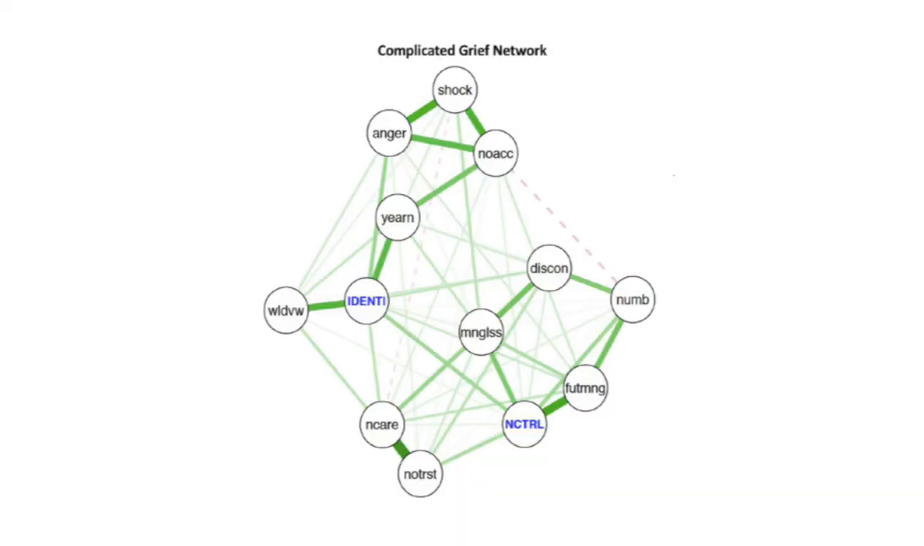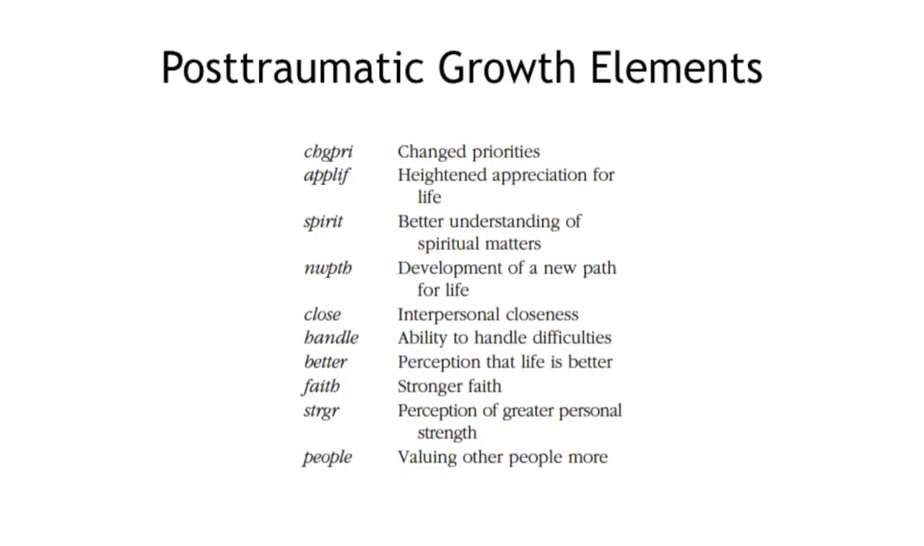I want to go backwards here. So this is the one-step expected influence, looking at respecting the sign of the edges when the dust settles. What we find here is that the sense of not having control over one's life anymore, that everything's sort of spinning out of control, and the damage to one's identity are the most influential, highly central symptoms in the grief network.